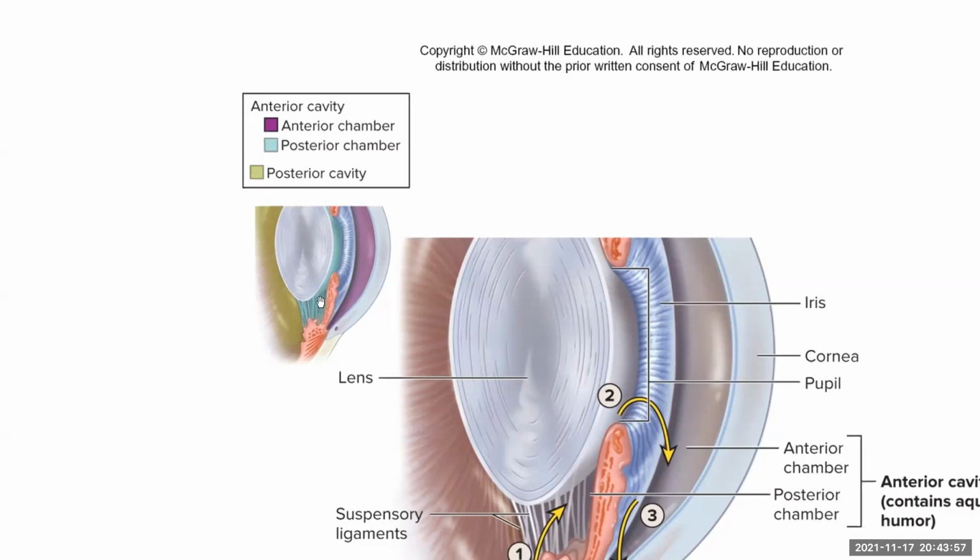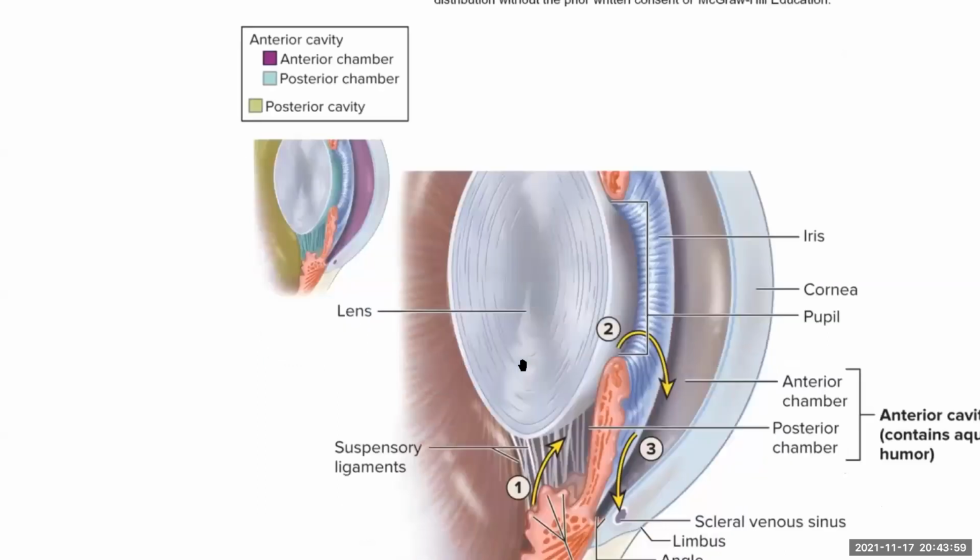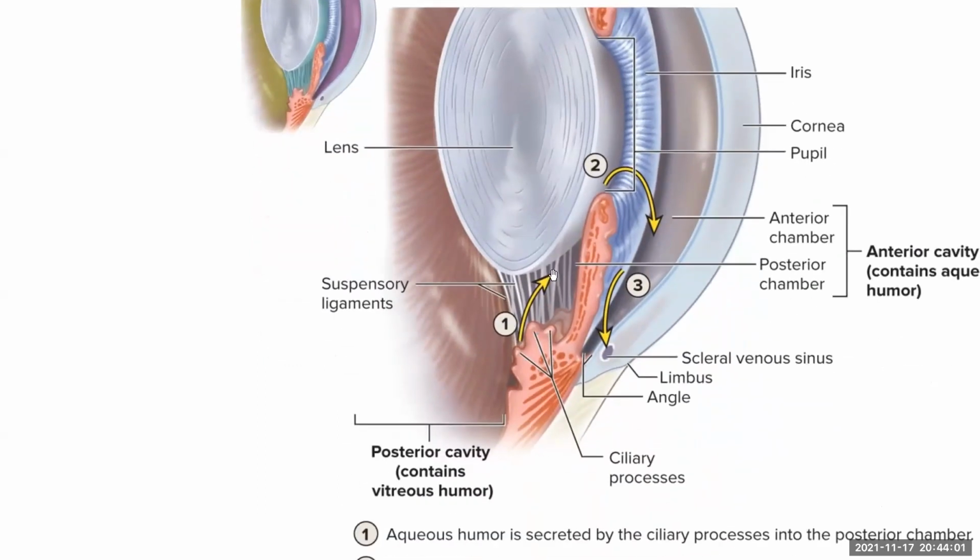In the posterior chamber is where we're going to produce our aqueous humor. The ciliary processes are going to produce that aqueous humor, and it's going to circulate through here. It's going to travel from the posterior chamber into the anterior chamber right here through the iris and circulate through the front here. Then it drains out through the sclerovenous sinus. If this gets blocked up, you'll see this little angle here.